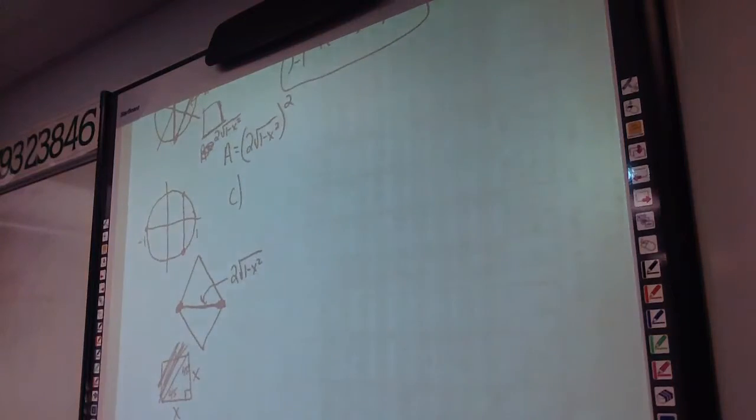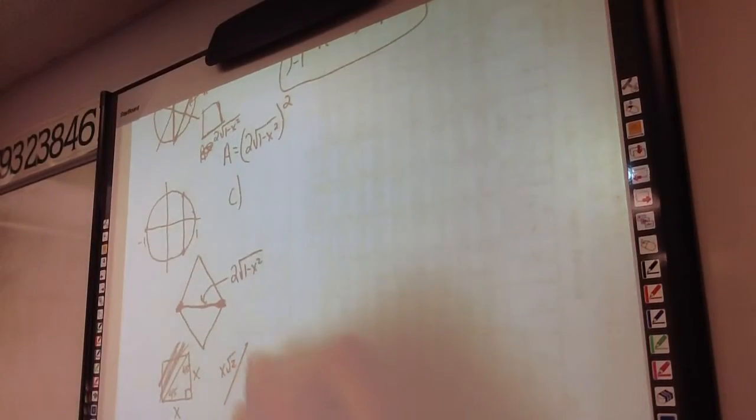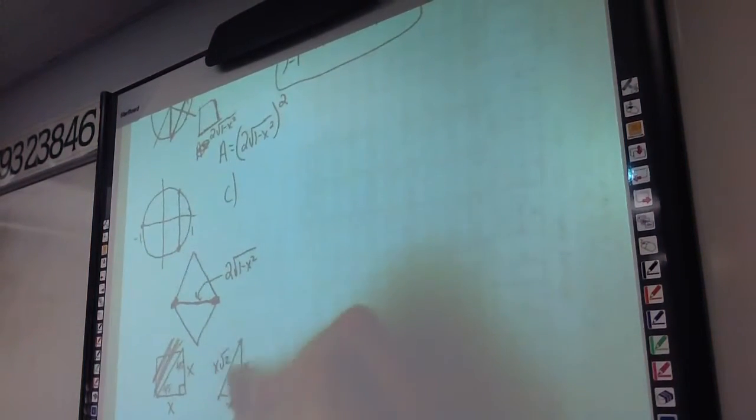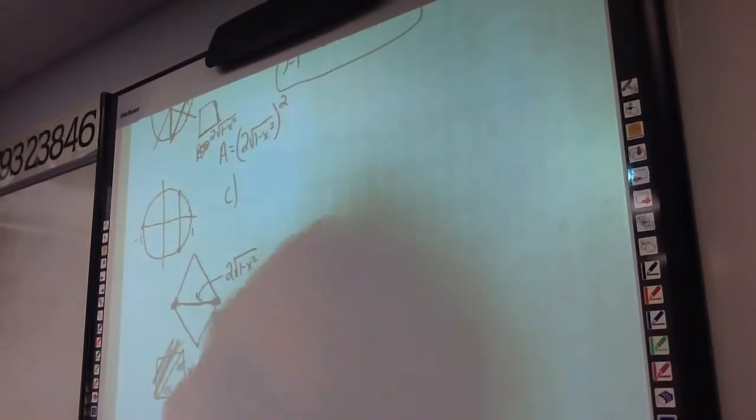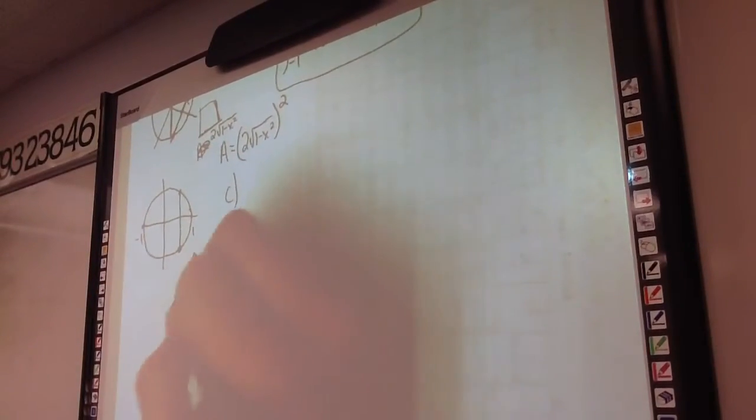Don't remember? You don't remember your special right triangles? Square root of 2. Yeah, x times the square root of 2. So if I multiply my leg times the square root of 2, I get the hypotenuse, right? Don't I have that here? Aren't these two 45, 45, 90 triangles right here?